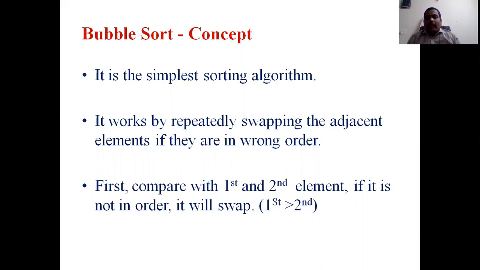When comparing, if they are not in order, like increasing order. For example, in case 1 and 2 we are comparing, the first position has value 5 and the second position has value 4. When compared, 5 is greater than 4, so automatically it is not in order. Then we have to swap these elements. The first element is compared with the second element, and if it is not in order, we have to swap it.